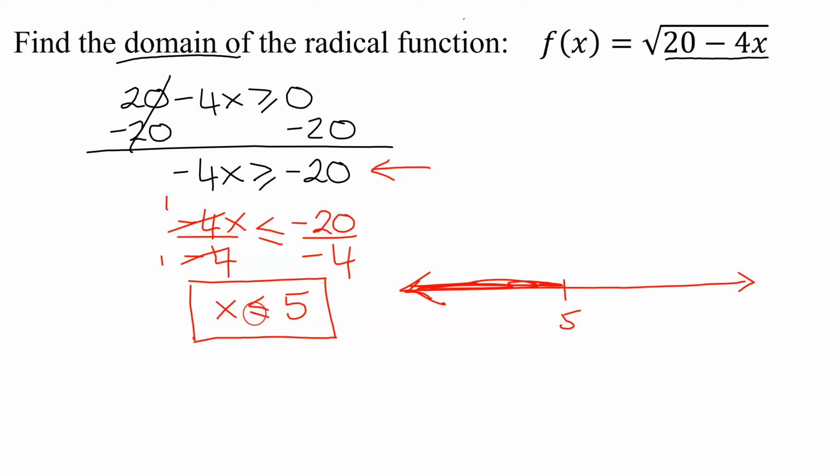And what do I put on the 5? Since it is less than or equal to, it includes the endpoint, so I use a square bracket on the 5. So what does my interval notation look like? Where's this pointing? Negative infinity. You have to put parentheses on negative infinity and positive infinity. So it is parentheses negative infinity, comma, 5, and there's a square bracket on the 5.